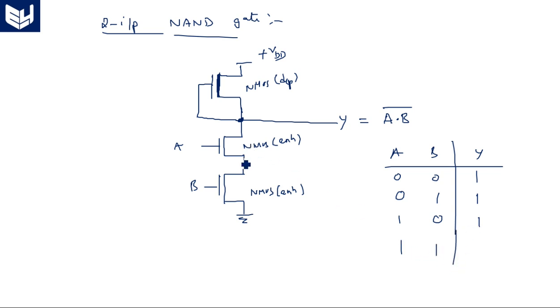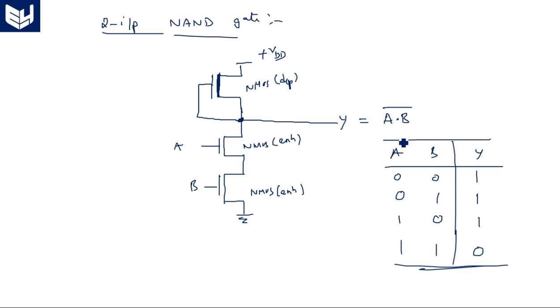When both the transistors are applied with ones, meaning plus VDD, both the transistors are in the on state and static current flows between VDD and ground. There is no flow of output current towards the output. So output is equal to 0. This is nothing but a NAND gate.